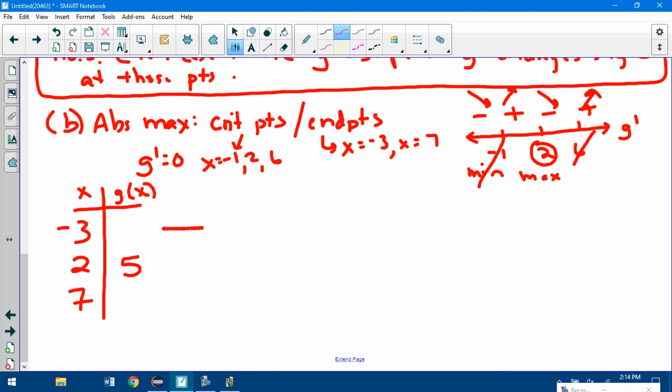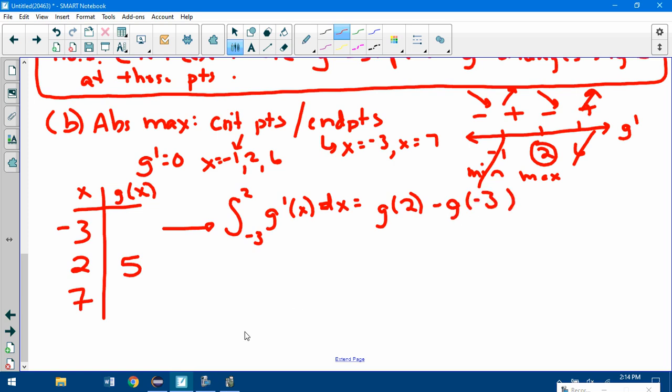So if I want to get information about g from g prime, I can take the integral from -3 to 2 of g prime of x, dx, because what will that equal? The original function, g of 2 minus g of -3. That's that fundamental theorem thing that keeps coming up. Now I use -3 obviously because that's what I want to find. Why'd I use 2? Because that's a value I know. So I know this is 5. I know this I want to find.